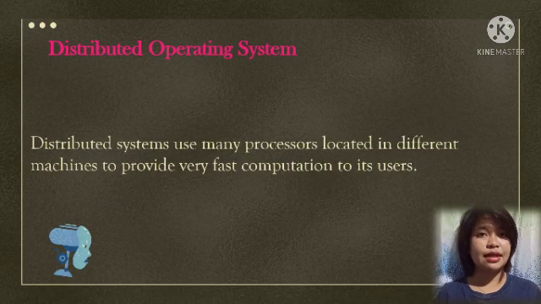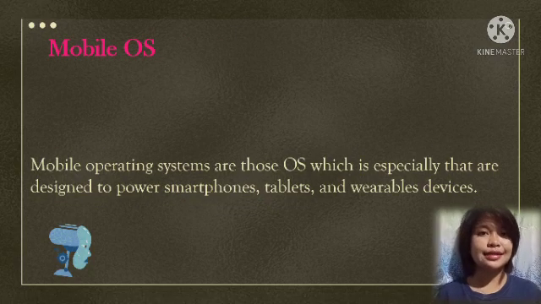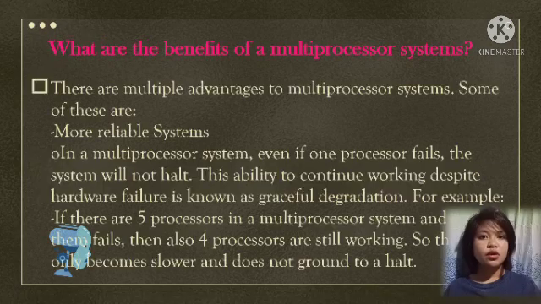Distributed operating system. Distributed systems use many processors located in different machines to provide very fast computation for users. Network operating system. A network operating system runs on a server. It provides the capability to manage data, users, groups, security, applications, and other networking functions. Mobile operating system. Mobile operating systems are those especially designed to power smartphones, tablets, and wearable devices.